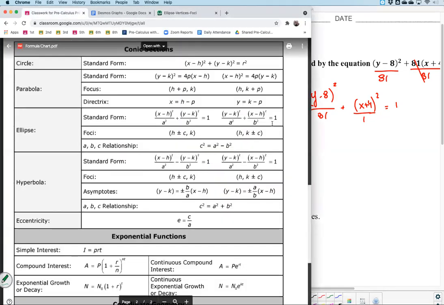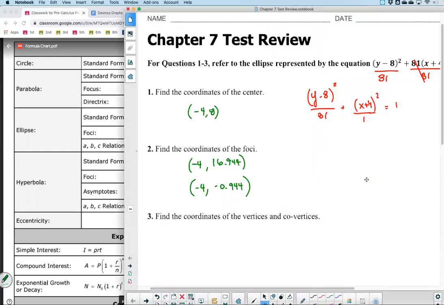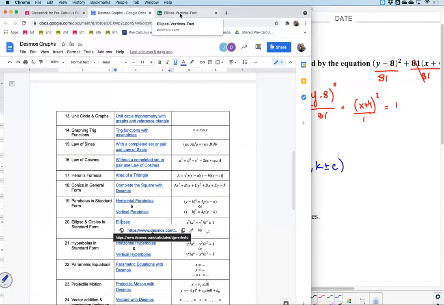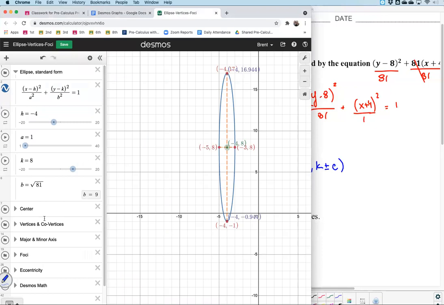On ellipse, we know it's vertical. It says the foci is going to be h, comma, k plus or minus c. H, comma, k plus or minus the c value. And so if you just plug these in off of the equation, you could write down these values.